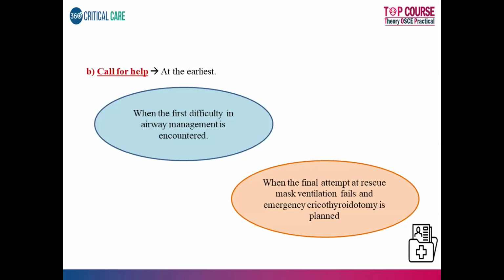First, when the first difficulty in airway management is encountered, please ask one of your sisters or junior doctors to go and call your senior. Second, when do you need more help? When the final attempt at rescue mask ventilation fails and you're planning for an emergency cricothyroidotomy. At that time, you need more help. So these two are important situations where you need to call for help.